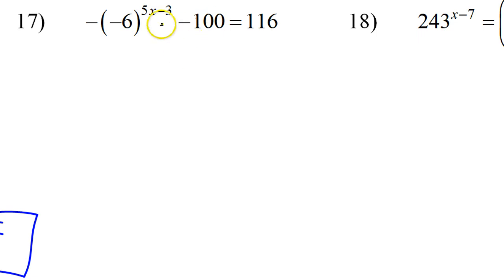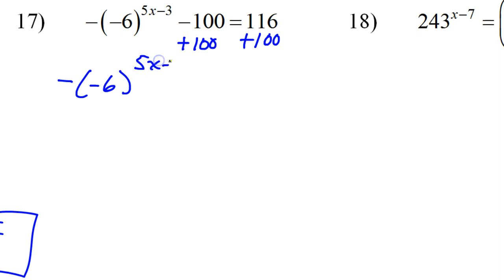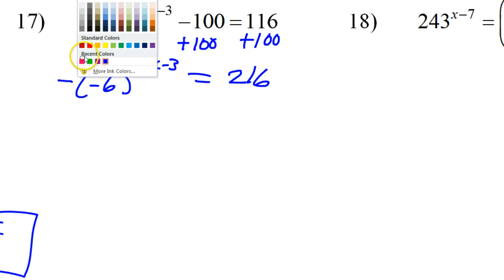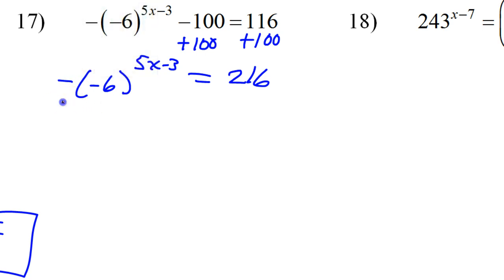Number 17. This one we need to get the variable term by itself before we can do our other steps. So we need to add 100 to both sides, in our standard algebra move. So we have negative 6 to the 5x minus 3 power, and this will be 216. I can't leave that negative out front like that, so I'm going to divide both sides by negative 1.